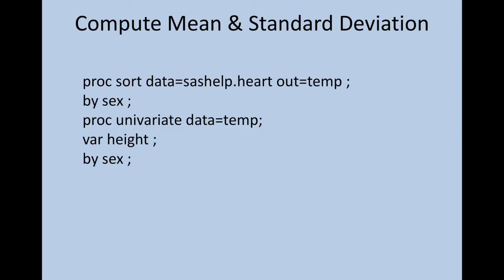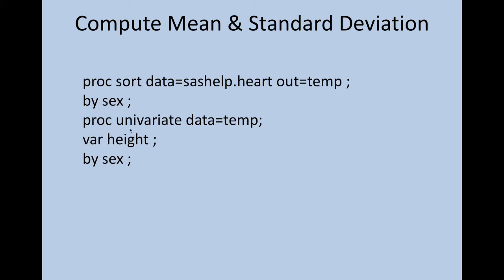One way to get the mean and standard deviation here is I use SAS, so I did proc sort, which not surprisingly sorts the data. Data equals, I used the SAS help dataset, which has a bunch of heights, so I did SAS help.height. Out equals temp, so I created a temporary dataset that was sorted by sex. So that's how you do a proc sort. Sort your dataset, by sex. And this out equals is going to create another dataset that is the sorted version of the original dataset.